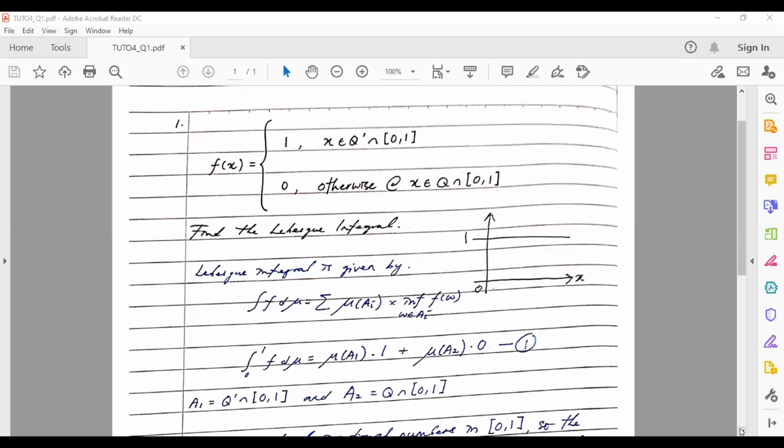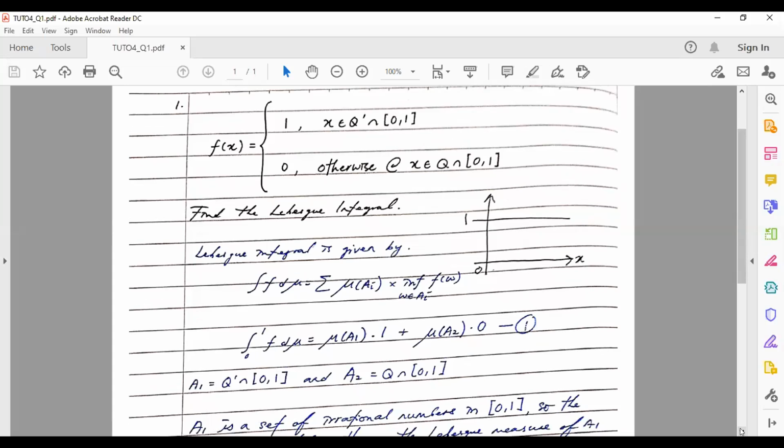Okay, so can everyone see my screen? Yes. Yes. Okay.